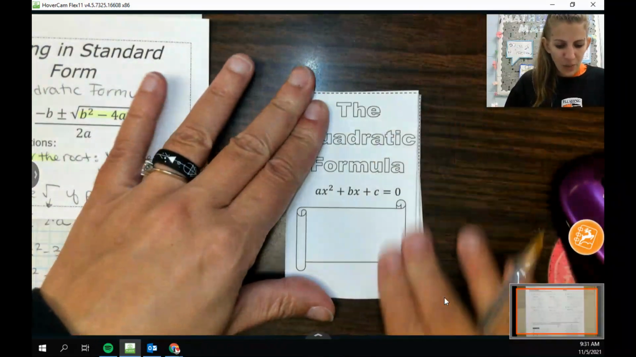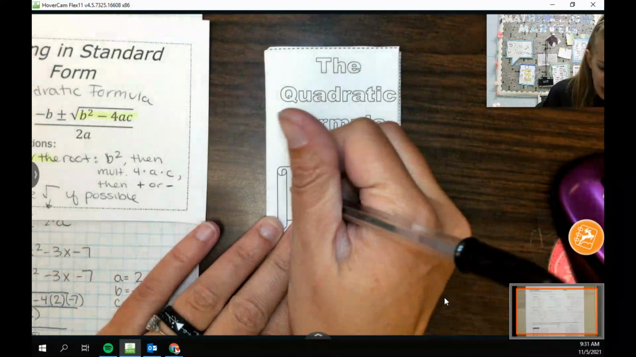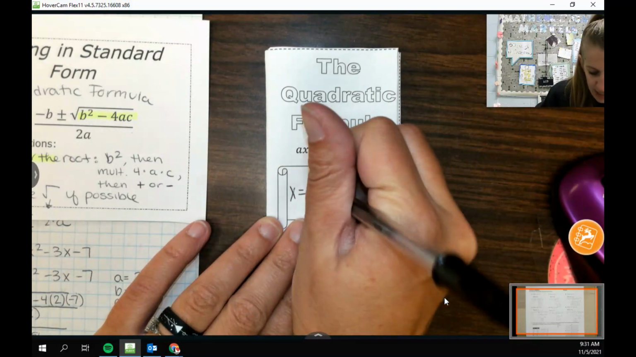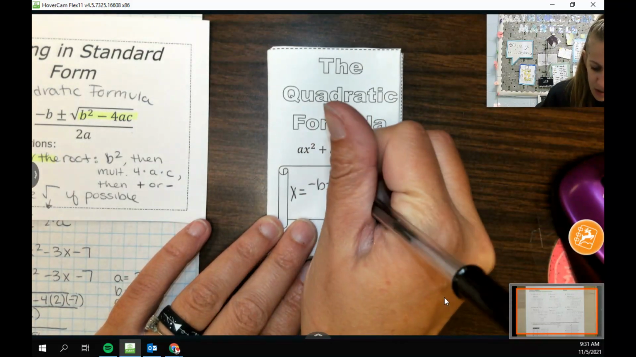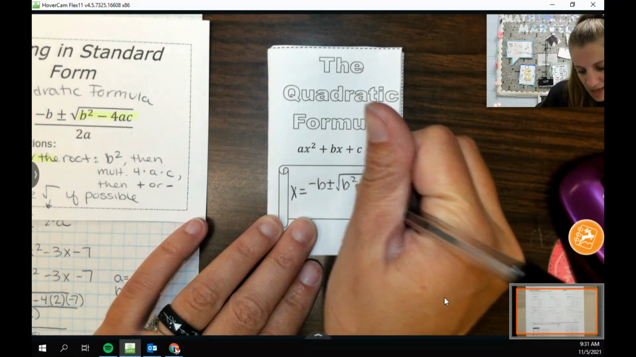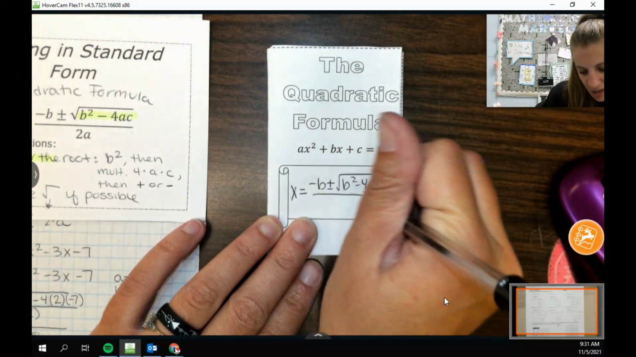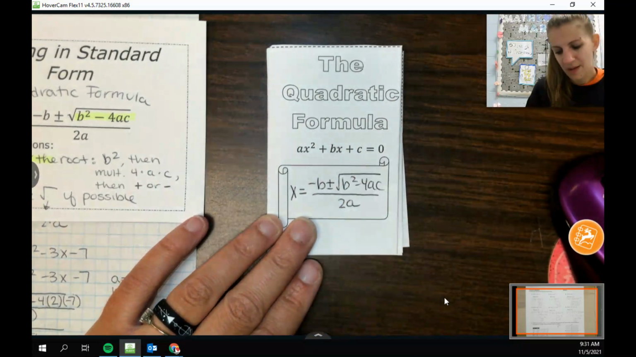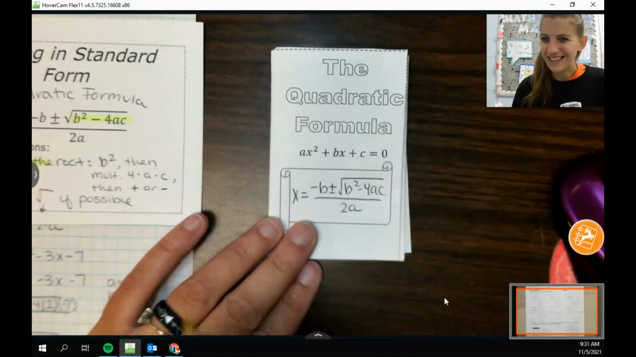Okay, so kind of in our book here, we're going to try a few more. So our quadratic formula is x is equal to negative b plus or minus the square root of b squared minus 4ac all over 2a. That's a nice little song.